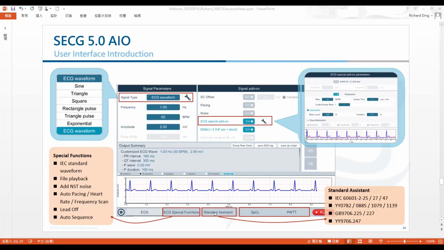And the auto sequence. Here is the standard assistant. Standard assistant means we implement the 25, 27, and 47 test procedures in this software. For example, we just saw at the beginning the linearity and dynamic range. We have a table you can fill in, then do the automatic test. So this is the standard assistant. Then we have the SpO2 and PWTT test. So those are all the functions in the front panel.